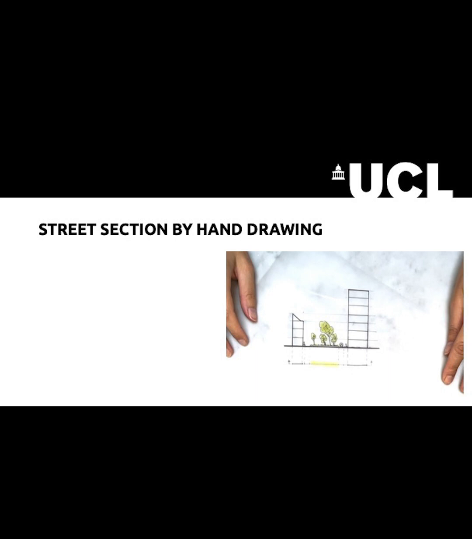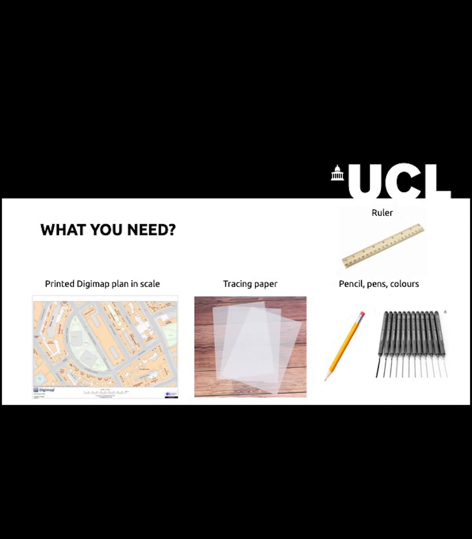This is a short video on how to create a street section starting from a Digimap plan. So the first things you may need are a Digimap plan, which should be printed in scale, and you need some tracing paper and a ruler, pencils, and also some pens of different thickness, let's say.